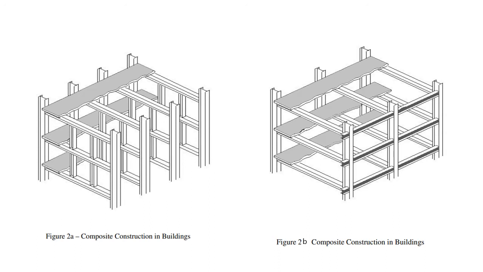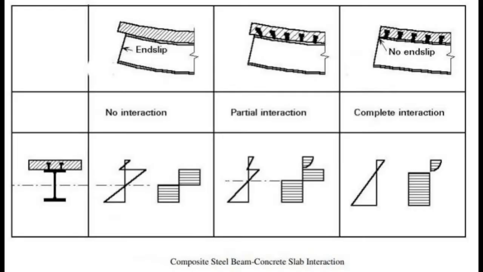bridges or flyovers. Now, if we see the composite action in beams, the beams are horizontal members, and in this type of structure they consist of a steel girder.